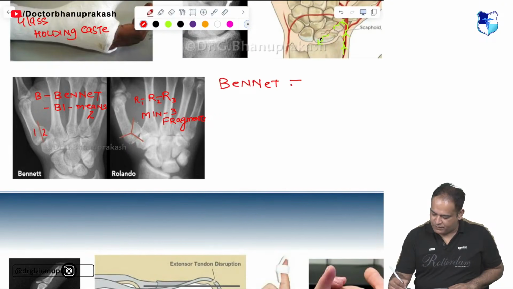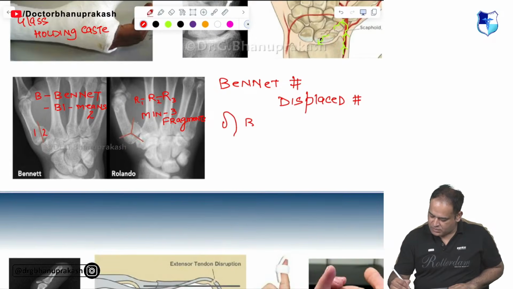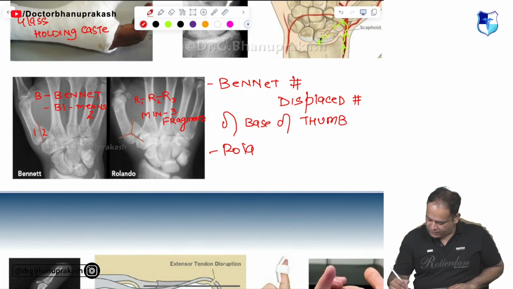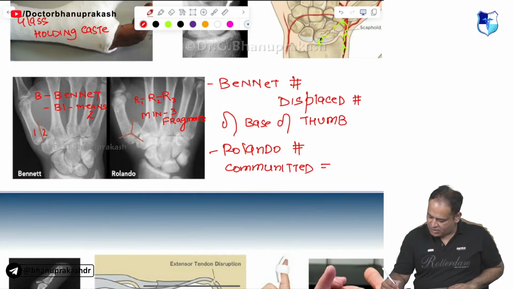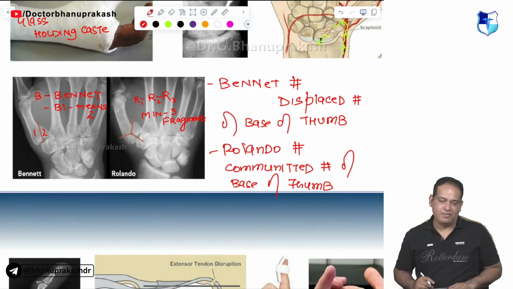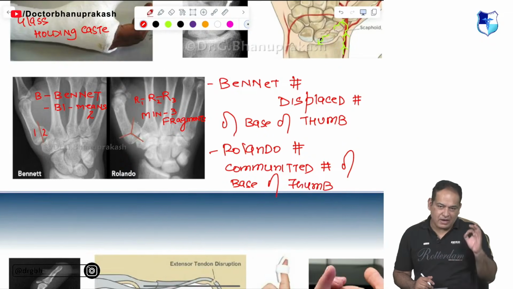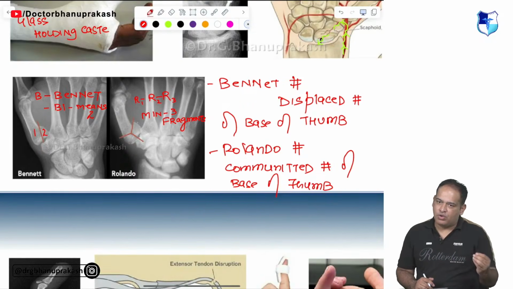Bennett fracture is a displaced fracture of the base of the thumb, and Rolando fracture is a comminuted fracture of the base of the thumb, comminuted fracture. So Bennett displaced, Rolando comminuted.